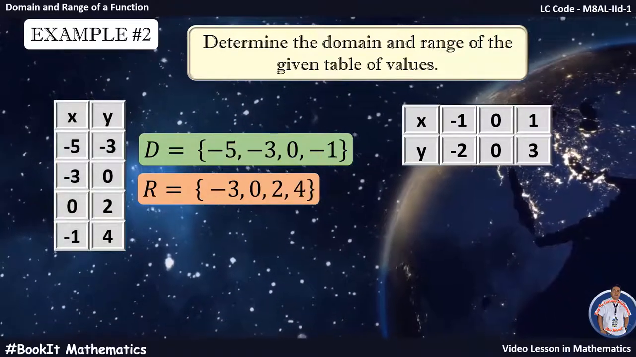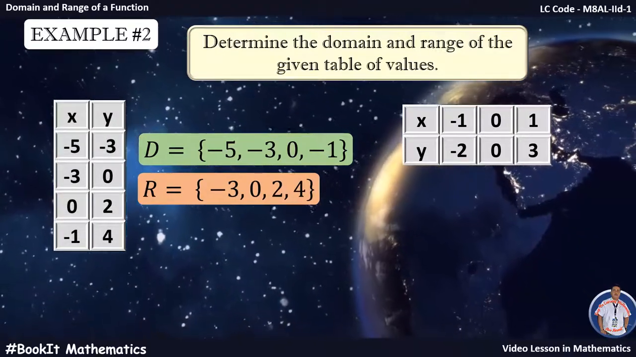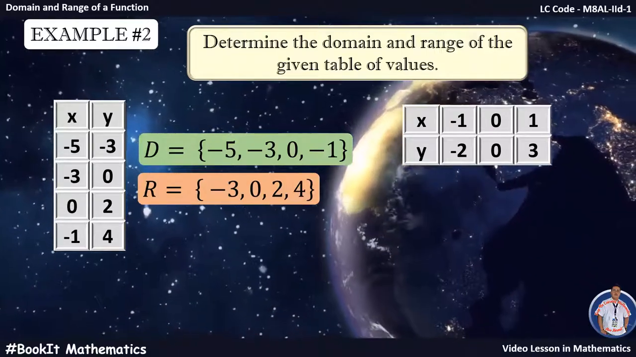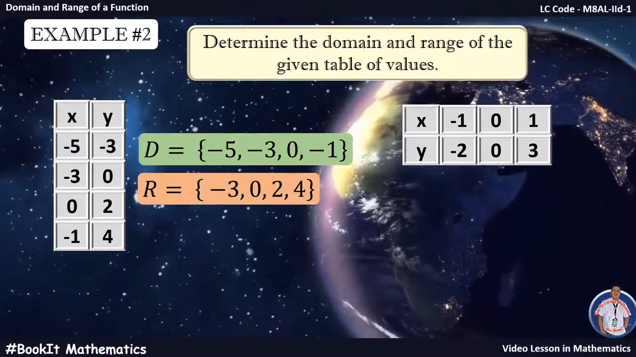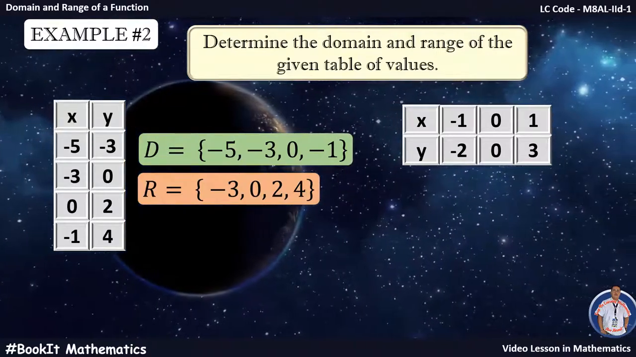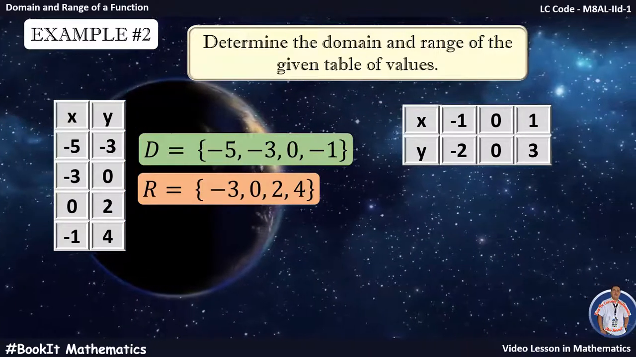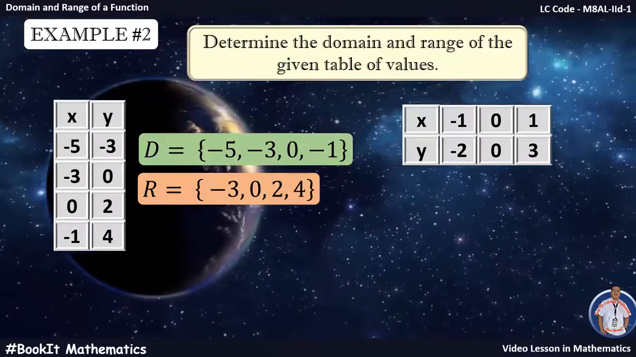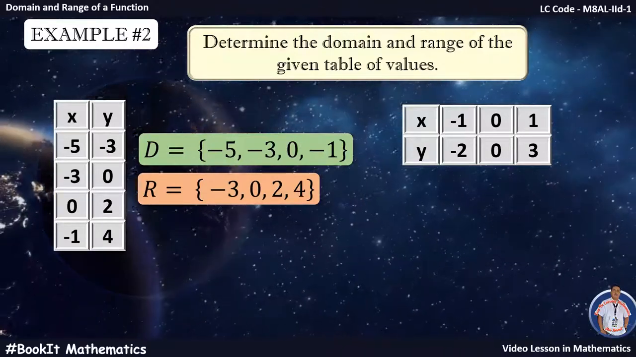Okay, let's have a second example for the table of values. On our example number 2, determine the domain and range of the given table of values. So we have x, the values are negative 1, 0, and 1. And for the y, we have negative 2, 0, and 3.